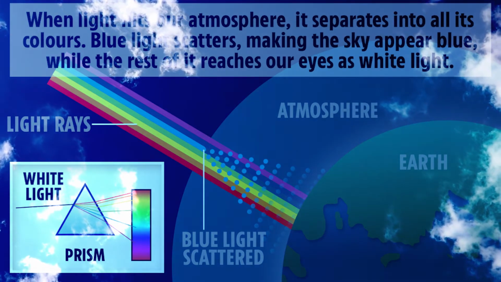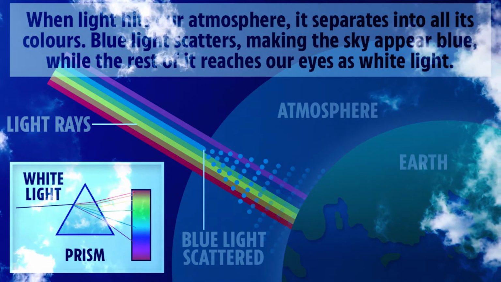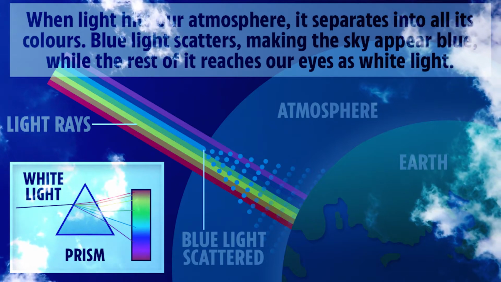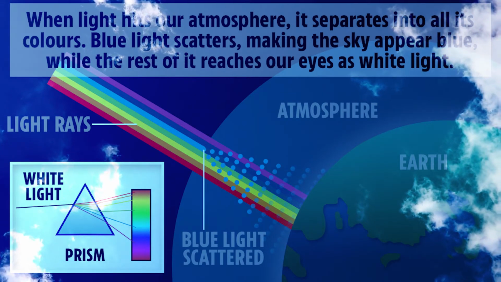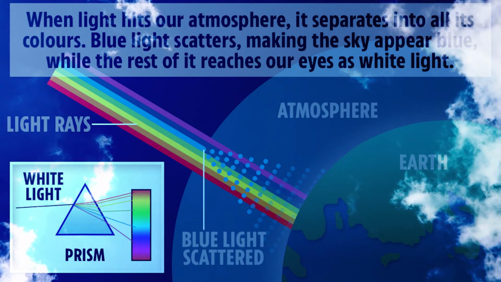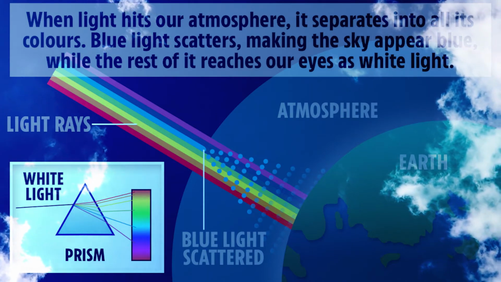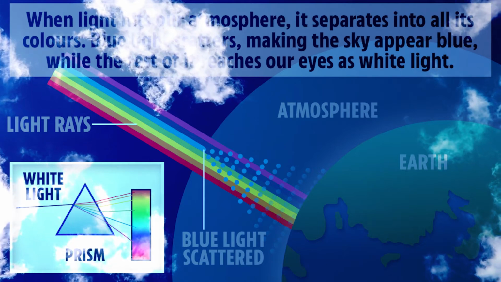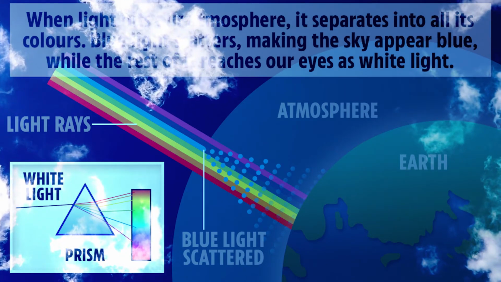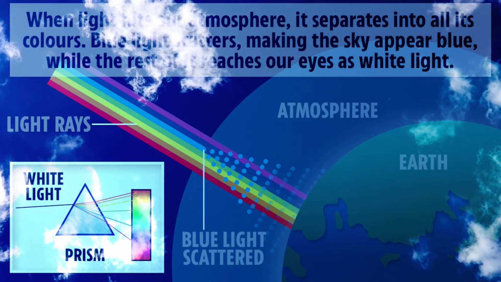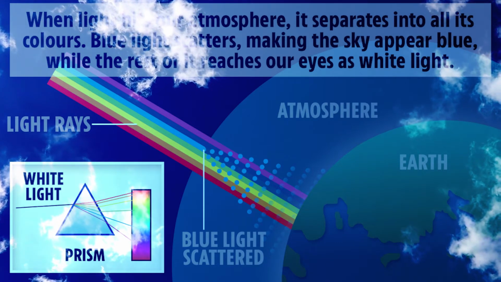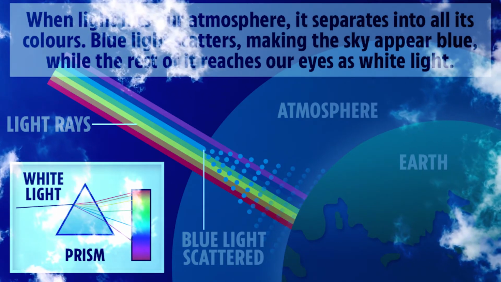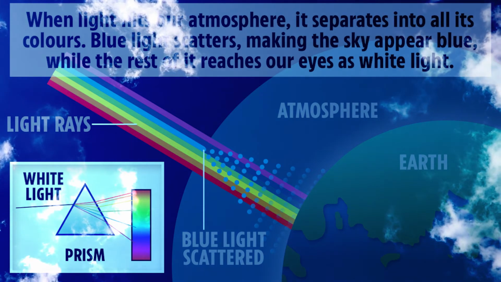We know that our atmosphere primarily consists of oxygen and nitrogen particles along with dust, smoke, and other particles in comparatively smaller proportions. The size of these particles in the atmosphere is responsible for the color of scattered light.